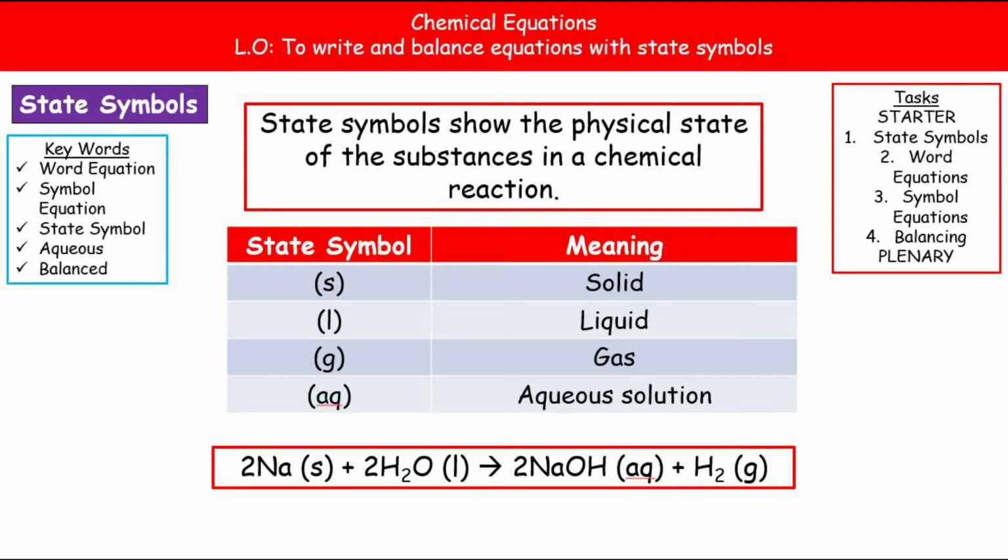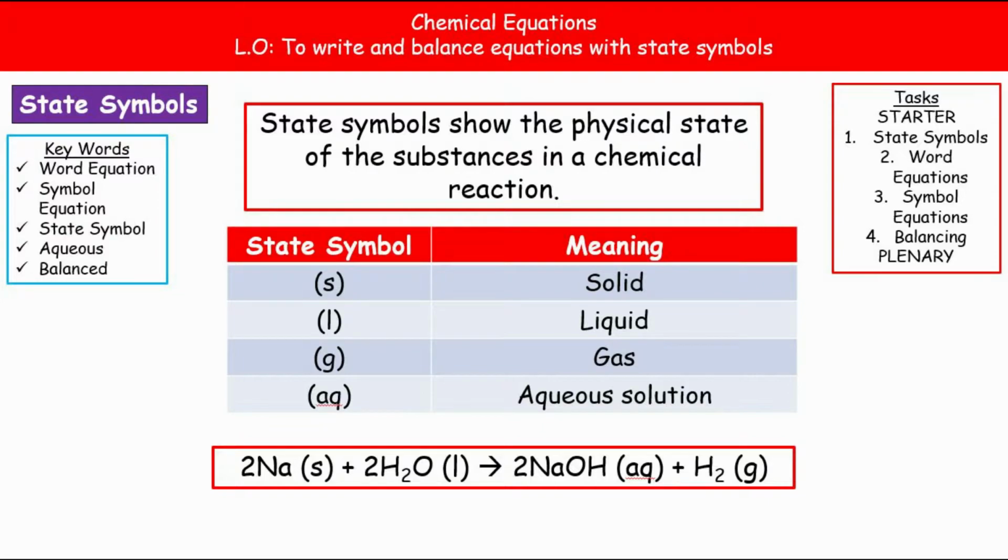If we've got a lowercase s in brackets, we have a solid. If it's a lowercase l in brackets, it's a liquid. Lowercase g is a gas, and then the AQ in brackets tells us it's an aqueous solution. So that just means it's dissolved within a solution.